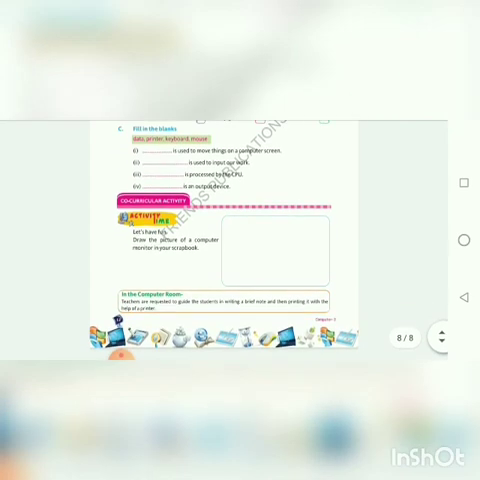Now the chapter is over. Students, there is homework. Draw the mouse, monitor and CPU in your copy and learn the question answers.